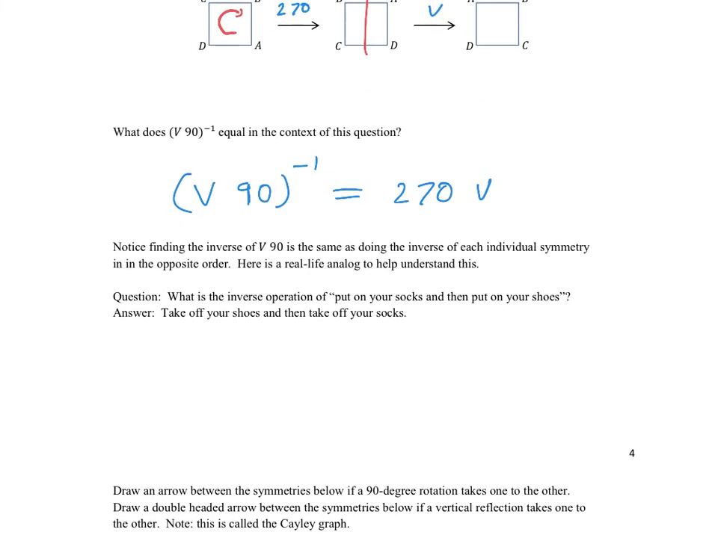So finding the inverse of V90 is the same as doing the inverse of each individual symmetry in the opposite order. So here's a playful way to visualize that. Let's say you're getting ready to go out for a nice night. You might first put on your socks and then put on your shoes, but to undo that whole operation, when you come home, it's first shoes off and then socks off afterwards.